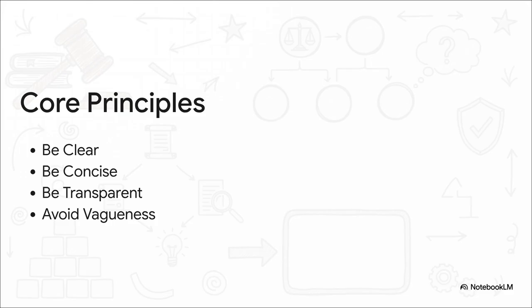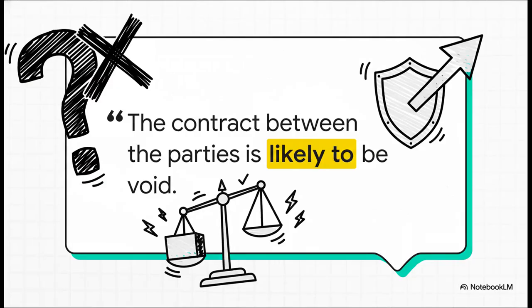Be transparent with your reasoning. And this is a big one. Avoid vagueness at all costs. And remember, giving an uncertain answer is totally different from giving a vague one. We'll get into that. Okay, take a look at this example. The contract between the parties is likely to be void. See how that works? It's direct, it's concise, and it gets right to the heart of the legal question. There's no maybe this or, well, it's hard to say. It just gives a clear, probable outcome.